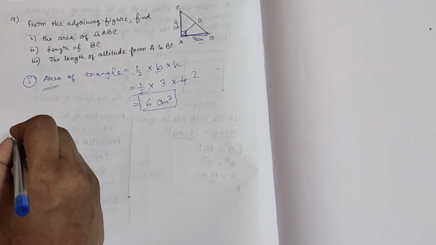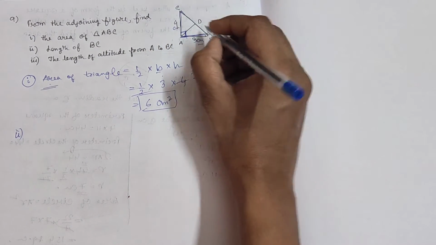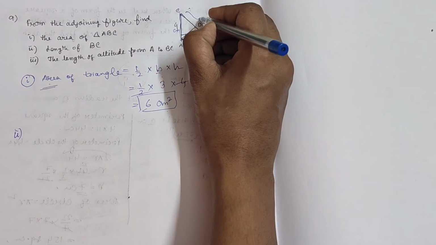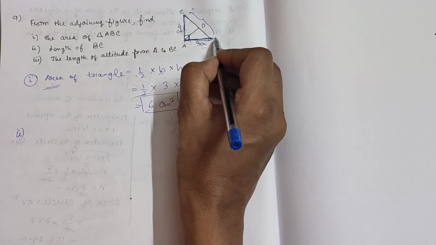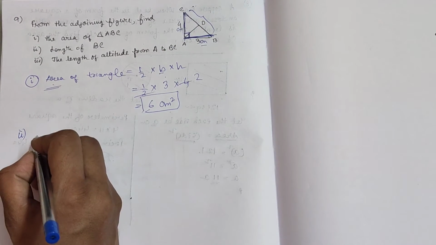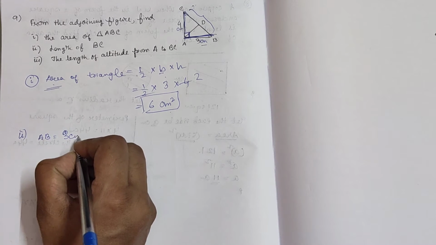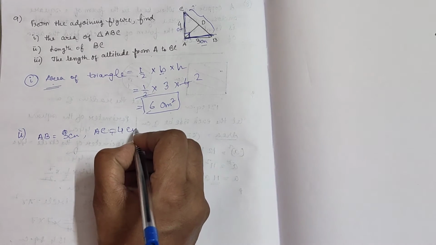Now number 2, the question is given length of BC. This BC is unknown. If it is a right angle triangle, so this is my hypotenuse. This is base. This is perpendicular. AB is given 3 centimeter. AC is given 4 centimeter.